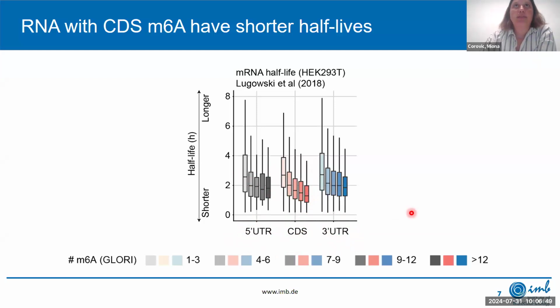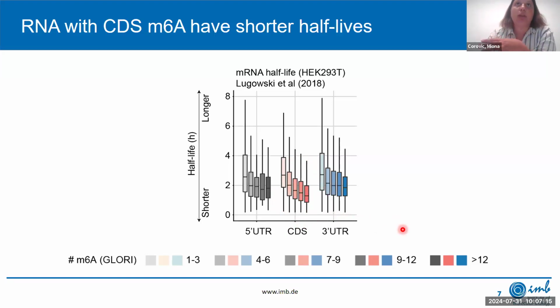So the darker color means that they have more m6A sites in this region. And there we observed that, as expected, the more m6A sites in all of these three regions a transcript has, the shorter half-lives it has. But here we also observed that this is really the most striking and the strongest in the coding region, which already made us look a little bit more closely at the coding region.